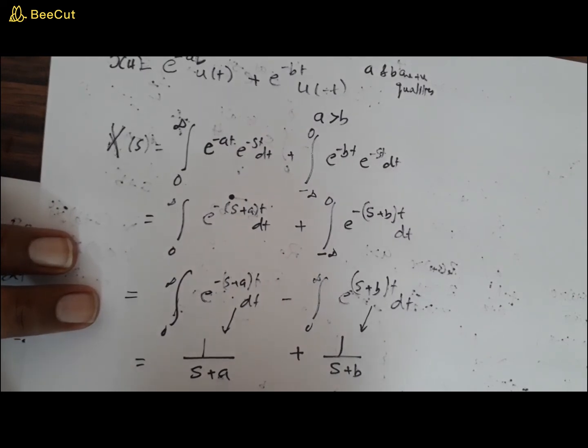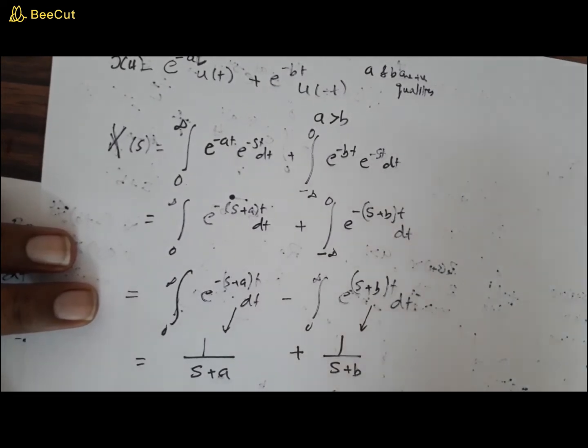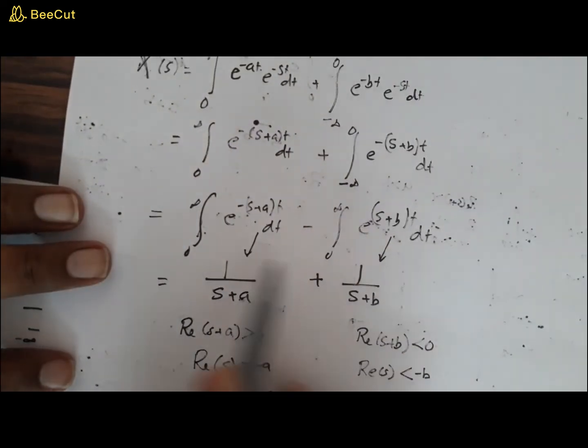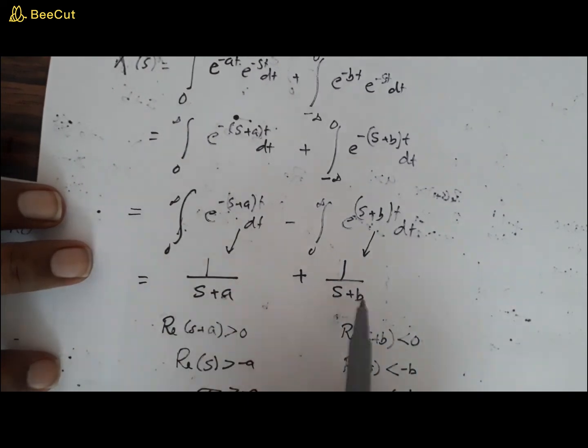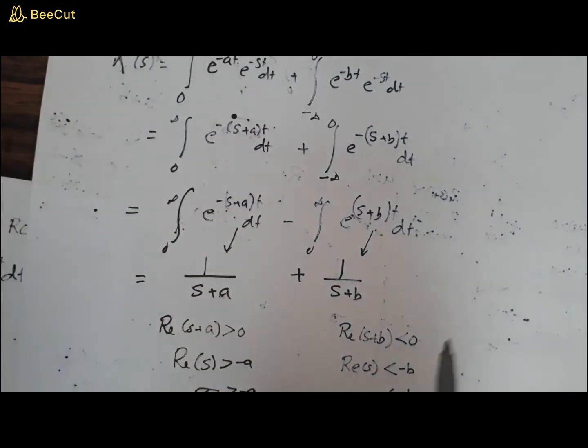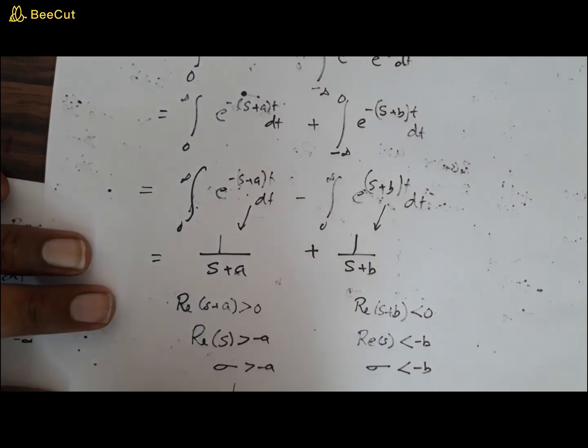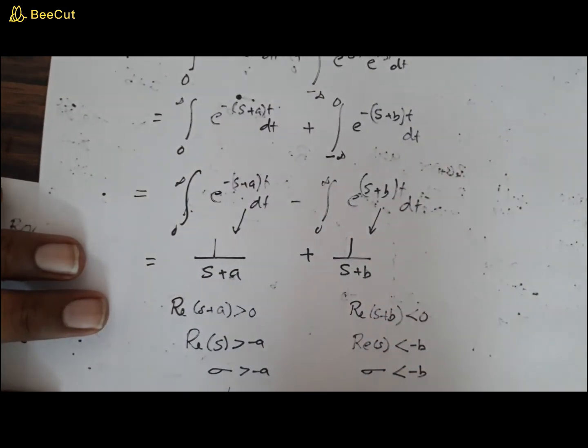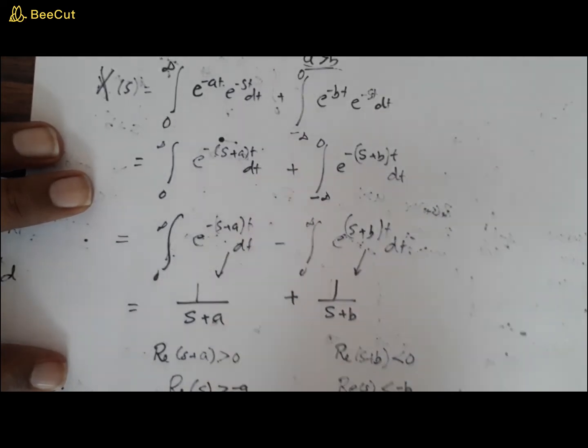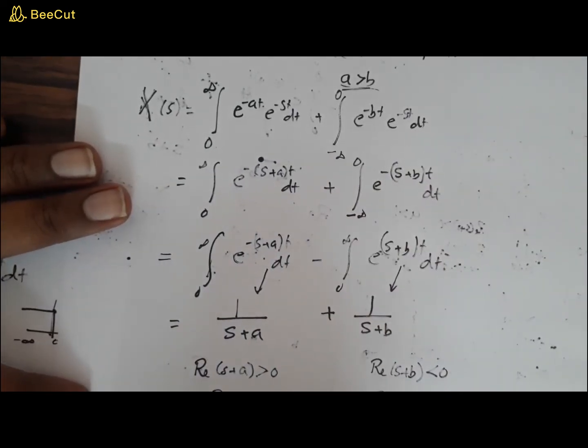So what is the meaning of this? Real part of s is greater than minus a. This is, real part of s is less than minus b, or sigma is greater than minus a, sigma is less than minus b. So look at this. If you want to have this transform written as a sum, these should have a common region of convergence. So when you try to draw this, we know that a is greater than b. That is, in the positive direction, this is how it is. That means when you draw it in the negative half, this is minus b and this will be minus a.